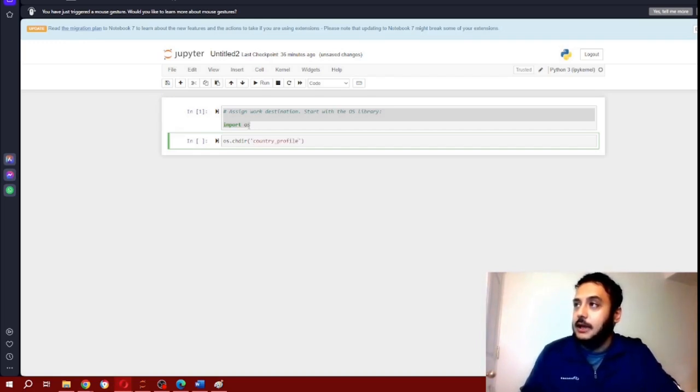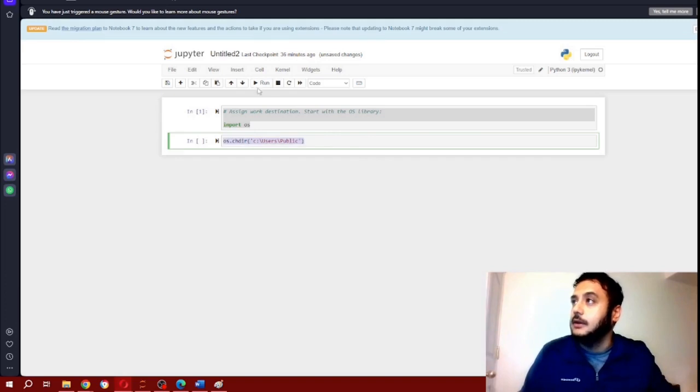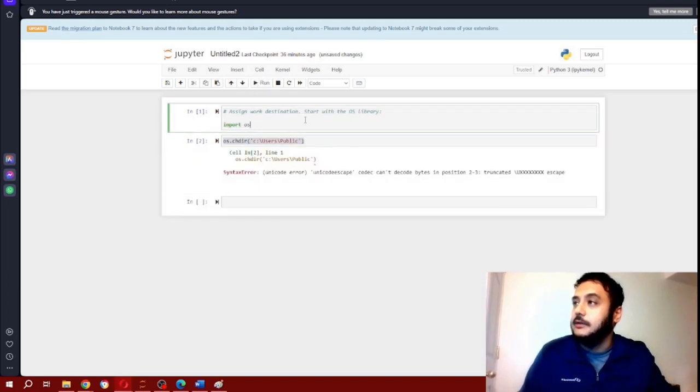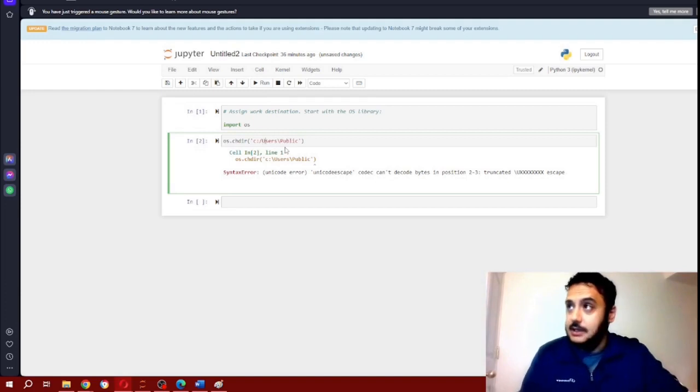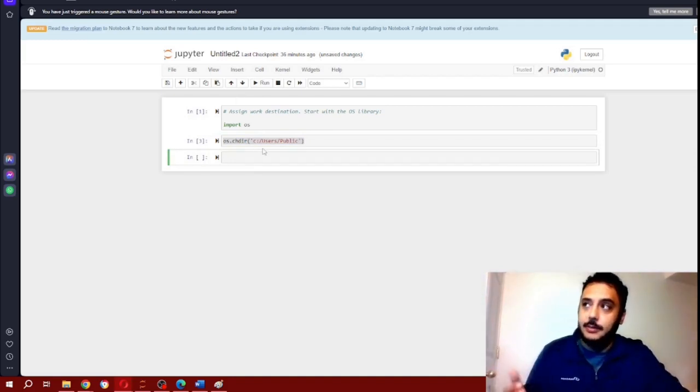In that case, I'm going to put my path as C, and then make sure to use backslash users, and then it will be public. That's where I've stored my data set. Yes, I forgot, it's actually not backslash, it's slash. There you go. Your work destination is now being assigned.